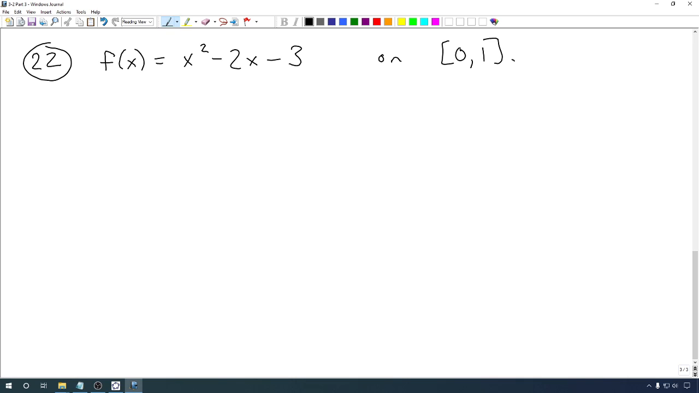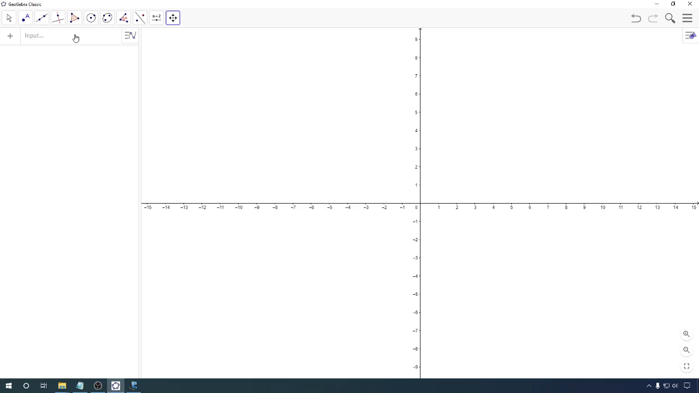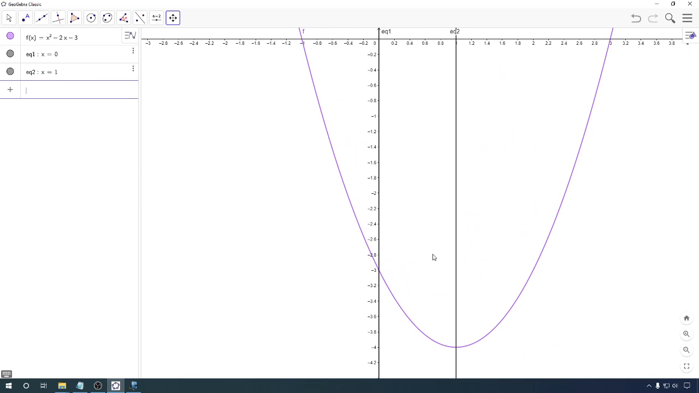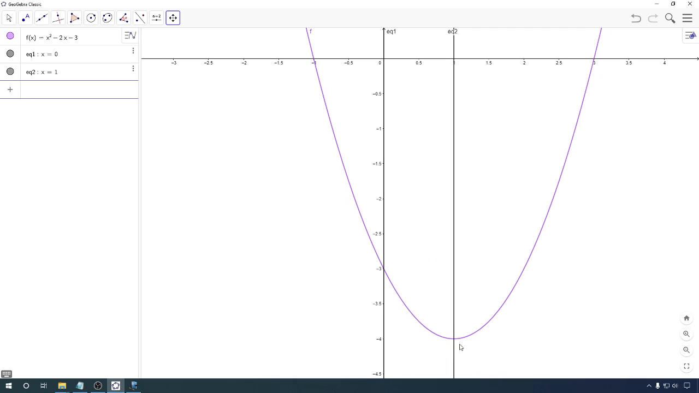Now, where could that possibly be? Well, let's take a look at the graph of this. So we have x squared minus 2x minus 3. Of course, this shows the entirety of the function. We want to restrict our attention to between x equals 0 and x equals 1. Only the stuff between these two lines is relevant. You can even zoom in on this. We're looking at this section of our graph right here. Where's the highest point? Where is the lowest point?